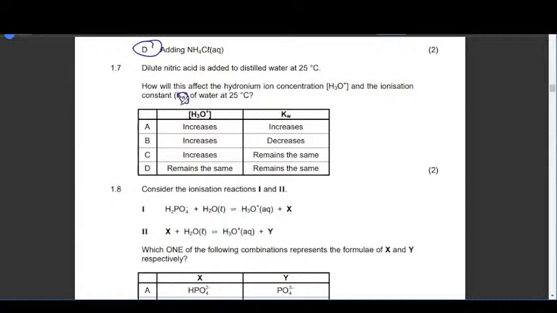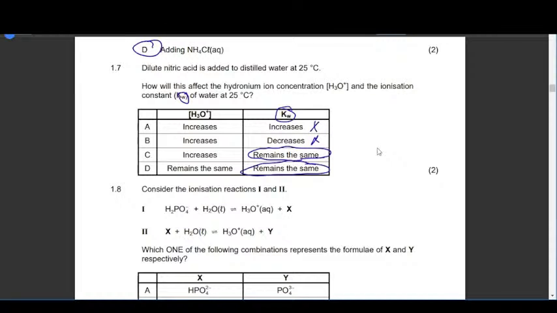So they're saying how will this affect the hydronium ion concentration? Dilute nitric acid is added. Don't forget that Kw can only be changed by the temperature, not the concentration. Therefore, you didn't change the temperature, you just added to the concentration. Therefore, the Kw will remain constant, remain the same. So this could be the answer, and this could be the answer, because it remains the same. So this one becomes wrong, this one becomes wrong.